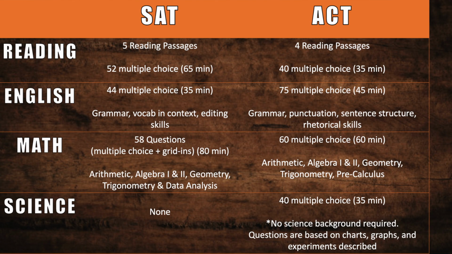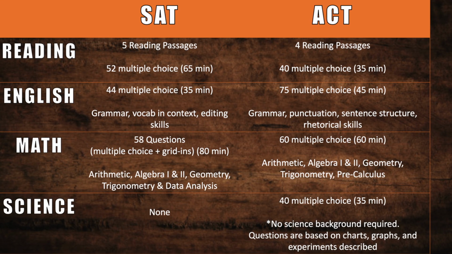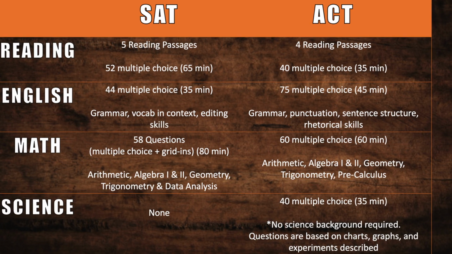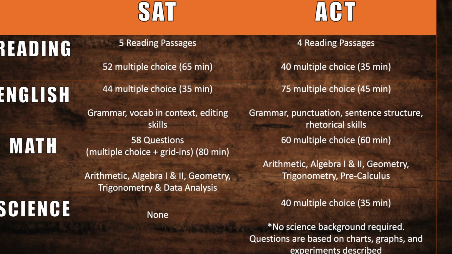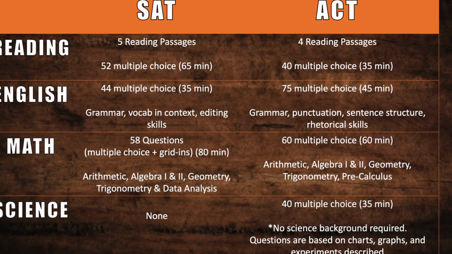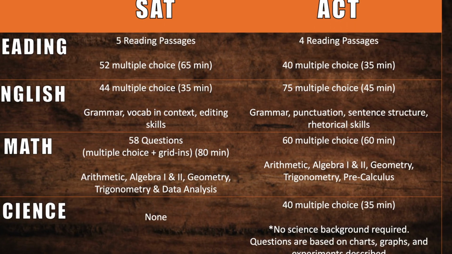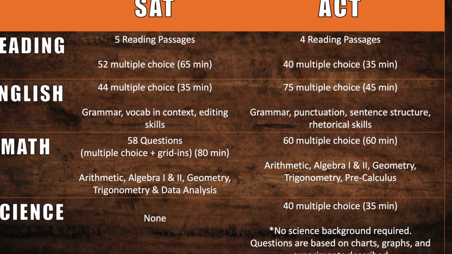And finally, the SAT has 4 sections: first the reading, then the grammar, and then the 2 math sections. ACT, on the other hand, is organized with the English or the grammar section first, then the math, then the reading, and finally you have the science section. Now, important to note that the science section requires no science background whatsoever.